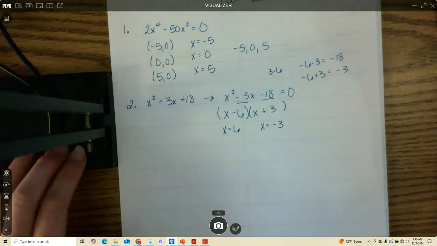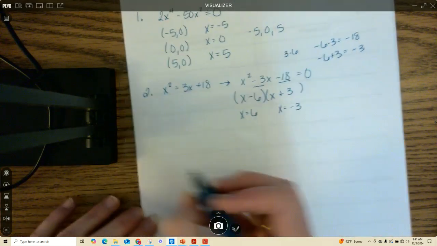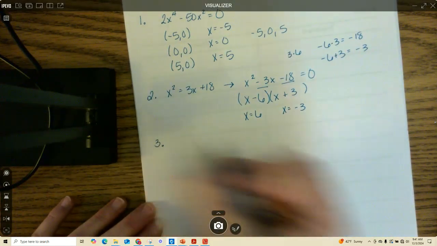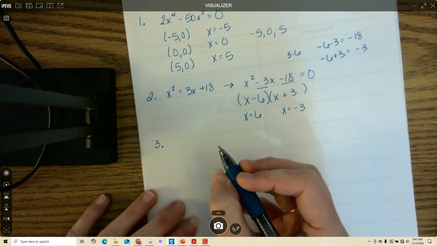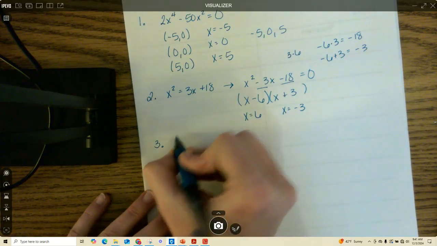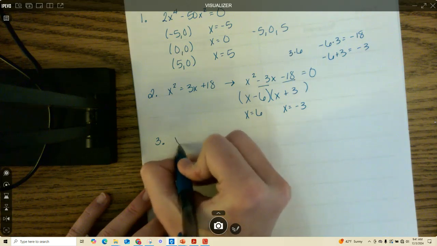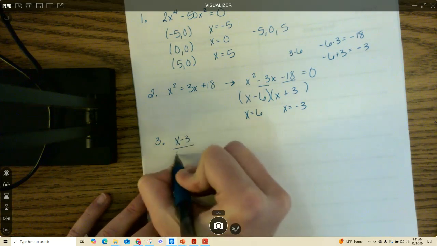This thing is all kinds of crookedy. There we go. All right. Number 3. The following rational equation has denominators that contain variables. For this equation, write the value or values of the variable that will make the denominator 0. These are the restrictions on the variable.